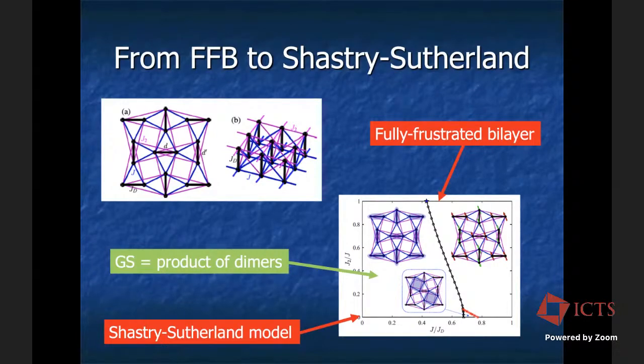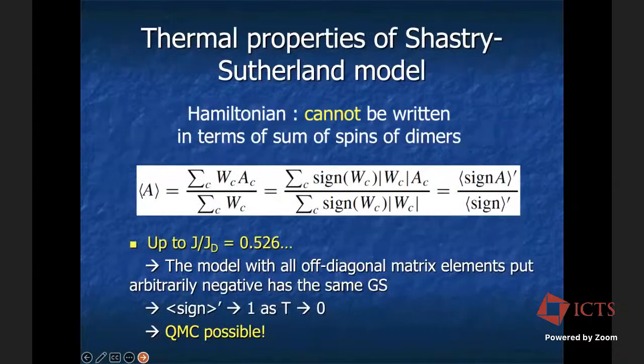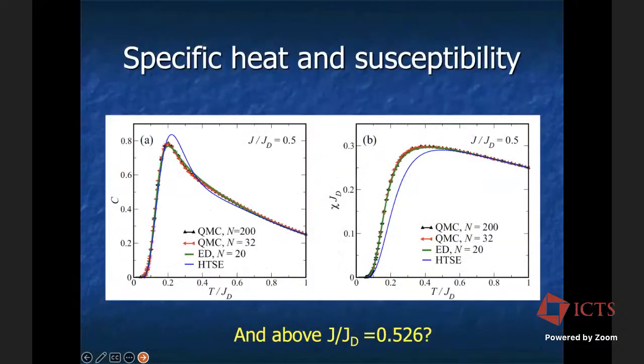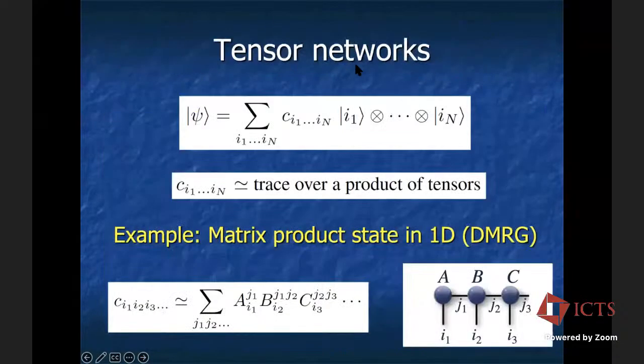If we want to investigate the physics of this first order transition in the Shastry-Sutherland model, we have to go to another method. So this is where tensor network starts. You have had a presentation, a tutorial by Philippe Corbeau about tensor networks.